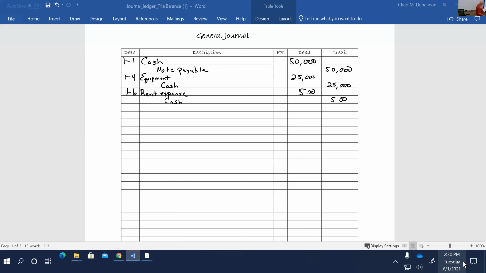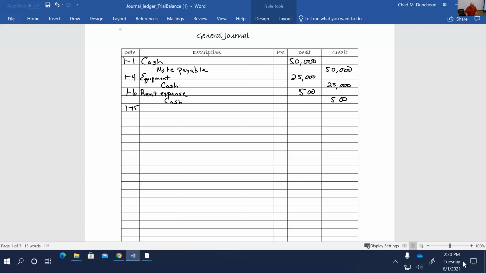All right, our next entry, 1/15, January 15th. We performed services for customers on account for $10,000. So anytime we perform services or deliver goods, that is revenue. Our amount is $10,000. Revenue has a normal credit balance, so we're increasing that with a credit, but it tells us it's on account. So that means we do not receive any cash. Instead, we send them a bill.